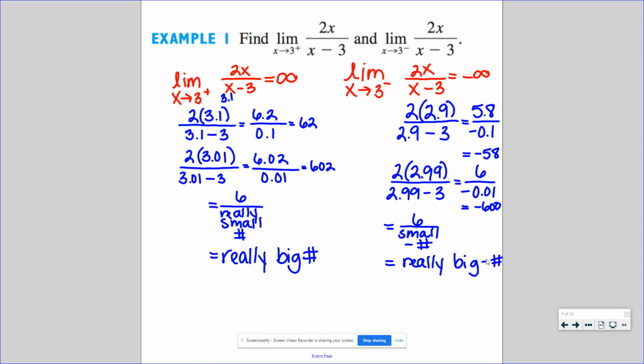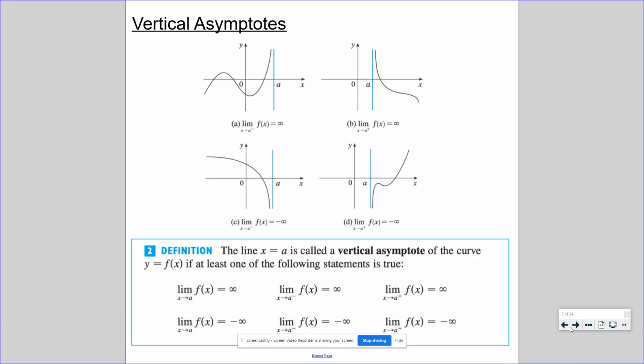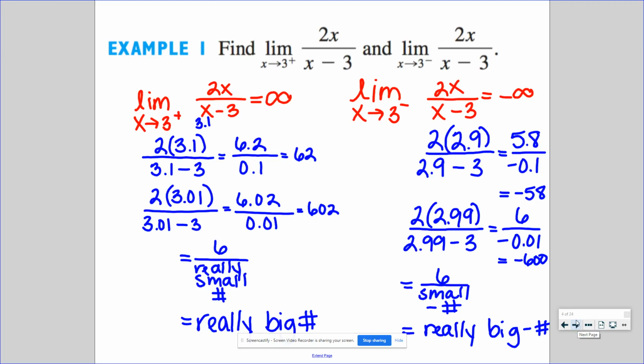Okay, so what does this mean? Go back and look at your theorems on the last slide. This is going to basically tell us that we have an asymptote, okay? We have an asymptote because the closer I get to 3, the larger my numbers get. When I'm coming from the right side, we're getting closer to infinity. And when I'm coming from the left, I'm getting closer to negative infinity.